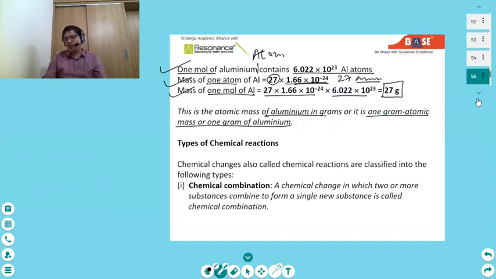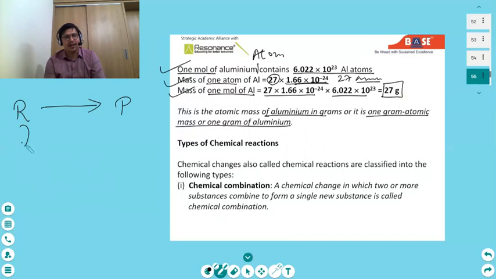Okay. Now moving to the next part of this chapter, we are going to discuss types of chemical reaction. What is a chemical reaction? Basically, a chemical reaction means there will be involvement of reactant and there will be production of the product. So reactant will be consumed and product will be produced. And this reaction moves in this direction. This arrow tells that the reaction moves from reactant side to product side.